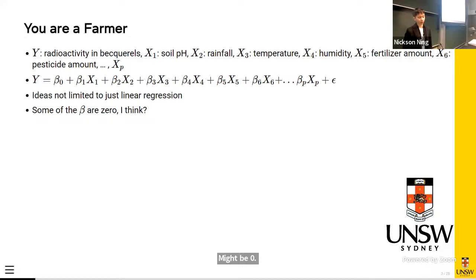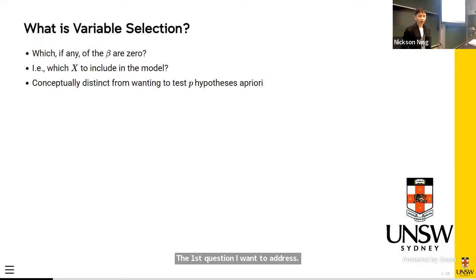That leads us into the first question I want to address in this talk, and that is, what is variable selection? Variable selection is basically asking the question, which, if any, of the slopes beta are zero. It could be none of them, it could be all of them. Or in other words, you're asking the question, which covariates X should I include in the model? Right off the bat, I want to emphasize that this is conceptually distinct from just wanting to test your slope for every single one of your covariates, so testing P hypotheses of whether or not they're equal to zero.